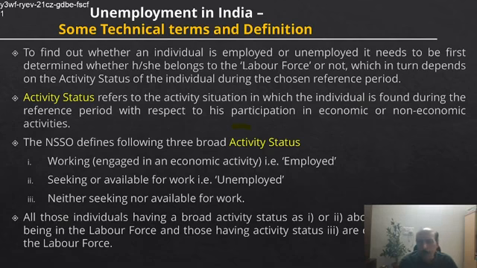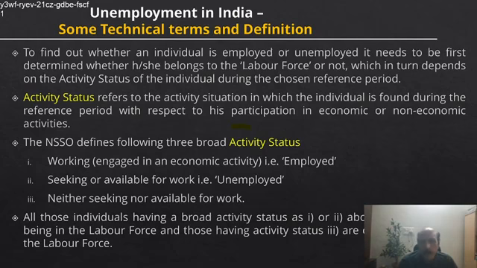And the first important term they define is activity status. Activity status refers to the activity situation in which the individual is found during the reference period with respect to his participation in economic or non-economic activities. Therefore, depending upon the activity status, we can define three categories of the workforce. That is, that part of the working population which is already engaged in some economic activity, and they are already working, they are already employed, and that is called the working force.